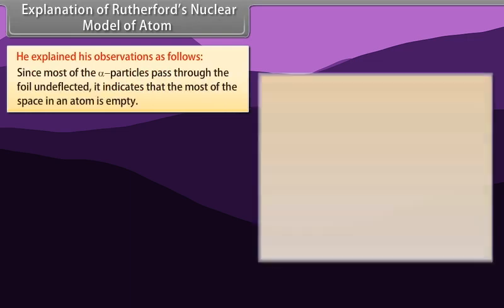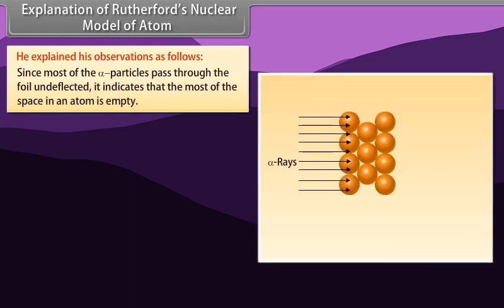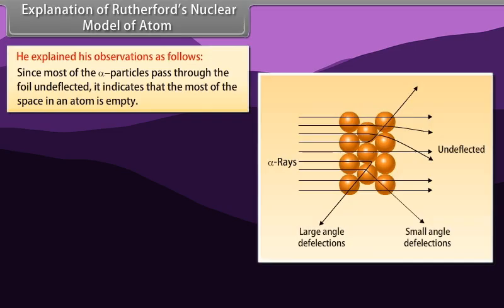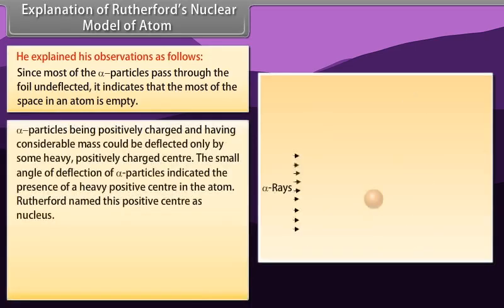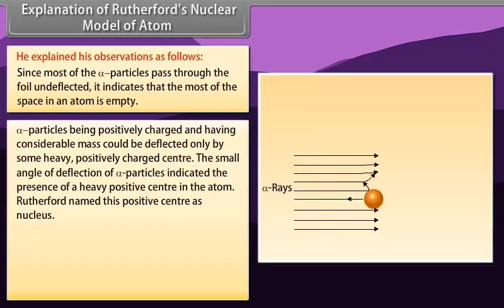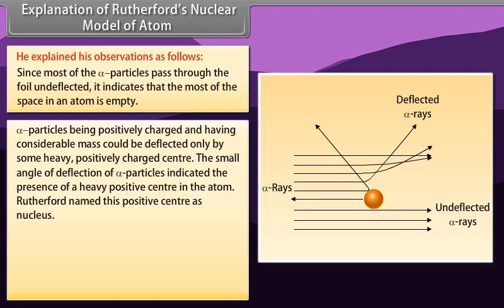Number 1. Since most of the alpha particles pass through the foil undeflected, it indicates that most of the space in an atom is empty. Number 2. Alpha particles, being positively charged and having considerable mass, could be deflected only by some heavy positively charged center. The small angle of deflection of alpha particles indicated the presence of a heavy positive center in the atom. Rutherford named this positive center as nucleus.